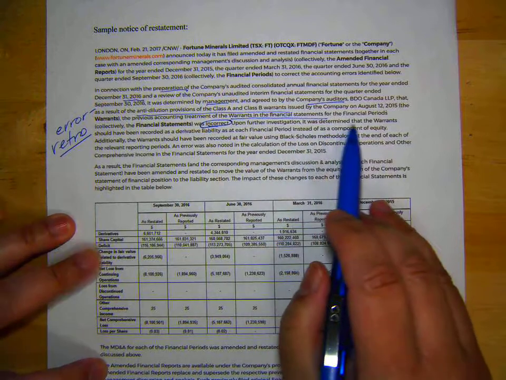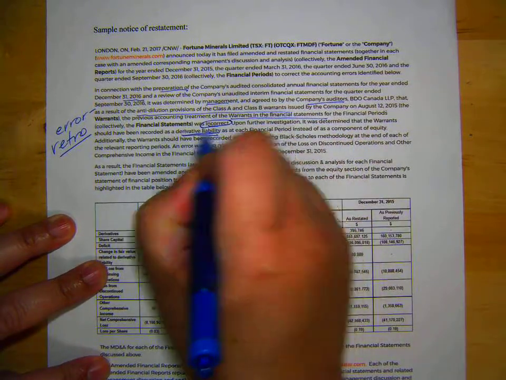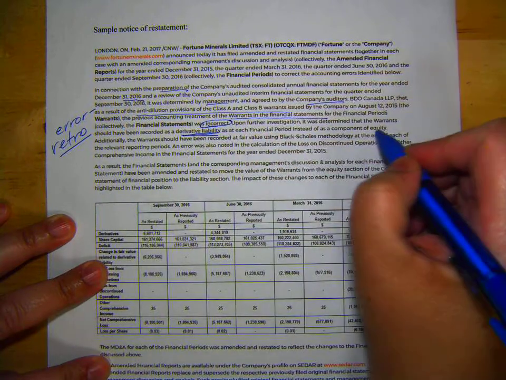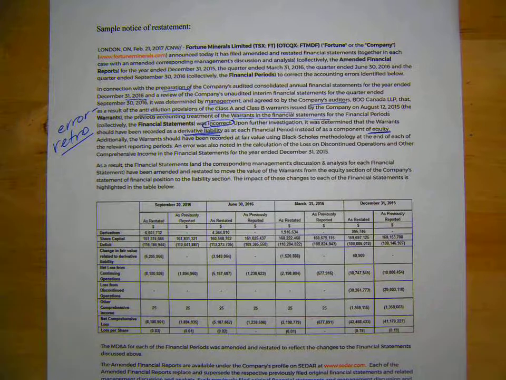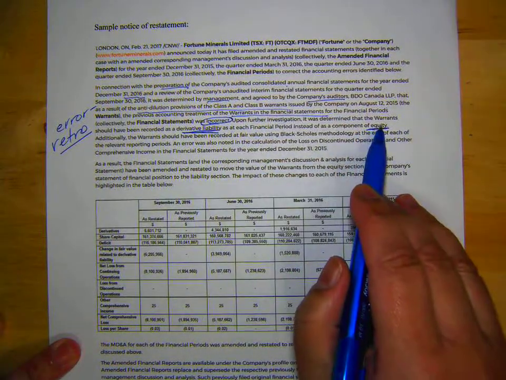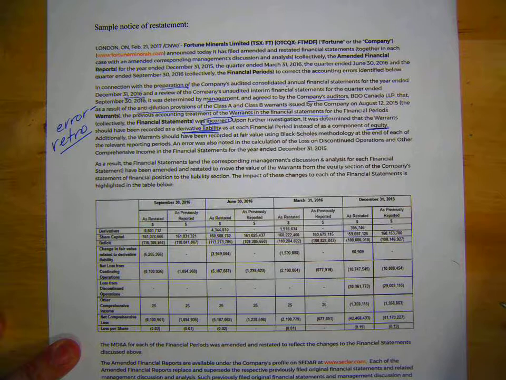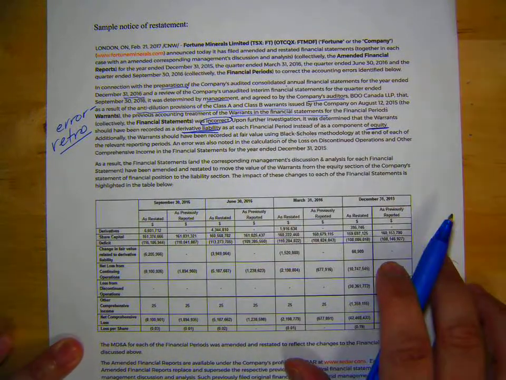Upon further investigation, it was determined that the warrants should have been recorded as a liability, a derivative liability, instead of a component of equity. Remember how we talked about in previous chapters how important it is, liability versus equity, and liability takes precedence. So this is something where they put it as equity, but it really should have been a liability. And it talks about how they calculate it and so on. So you can read that.